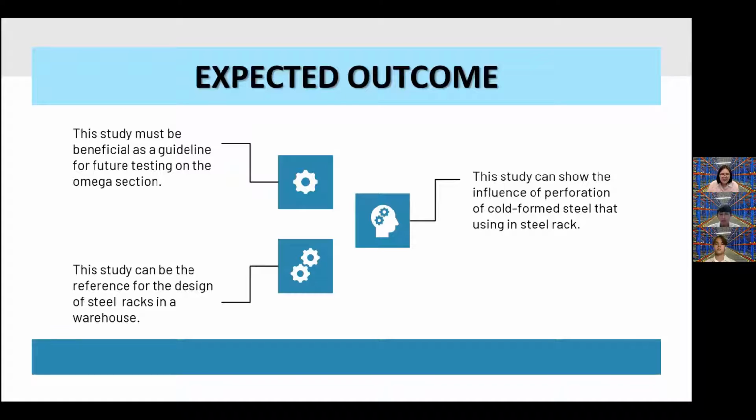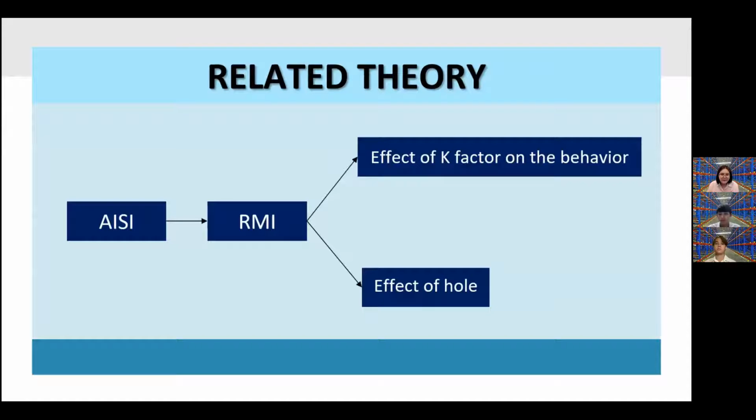For the expected outcome, this study must be beneficial as a guideline for future testing on the omega sections. Next, it can be a reference for the design of steel rack in a warehouse. And the last is to show the influence of perforation of cold form steel that is used in steel rack.